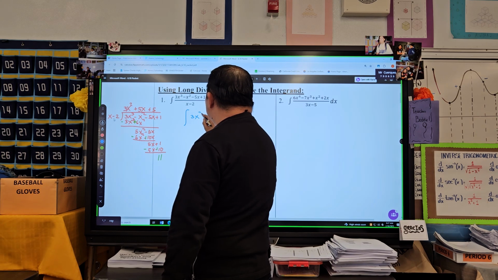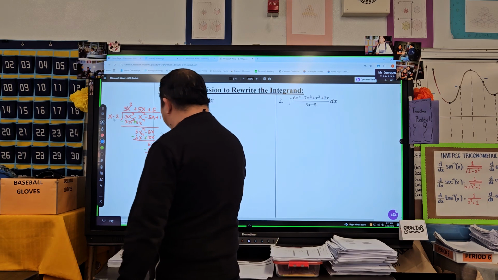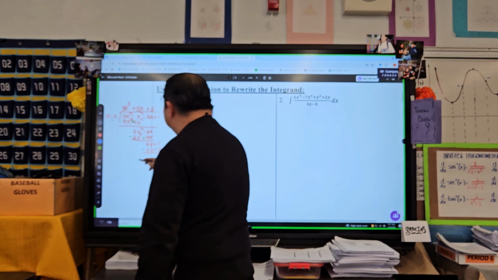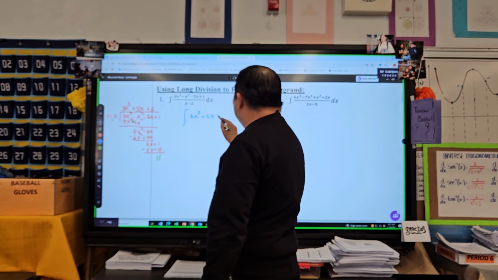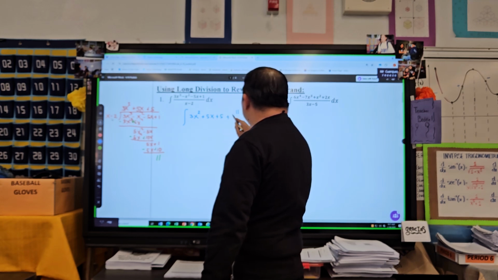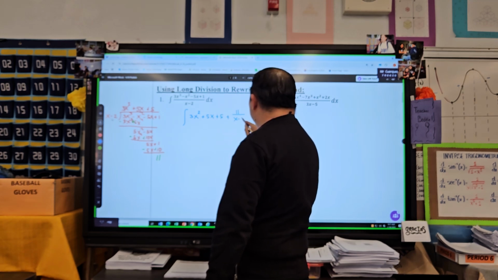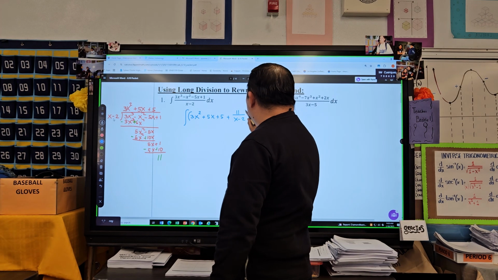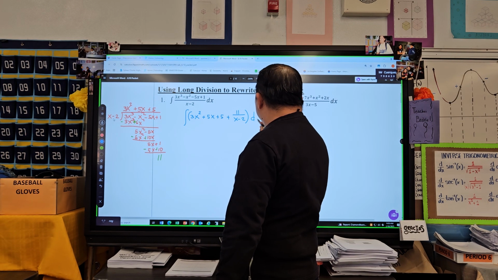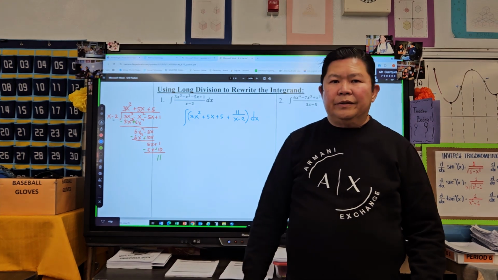So we now say 3x to the power of, square rather, and then plus 5x plus 5, plus 11 over x minus 2, dx.